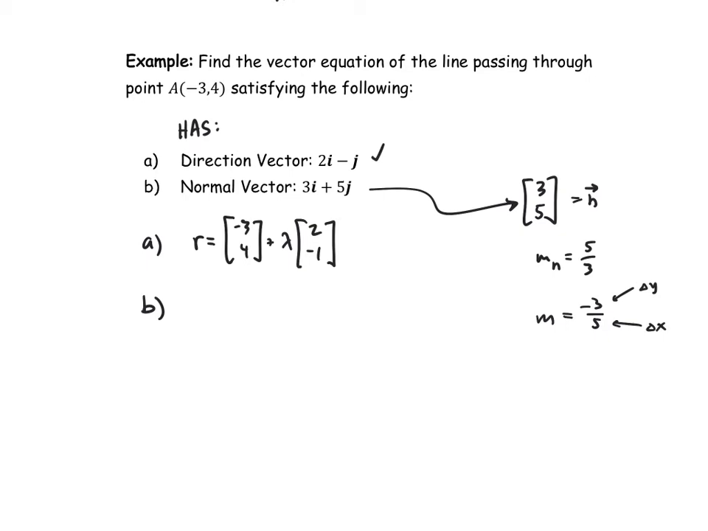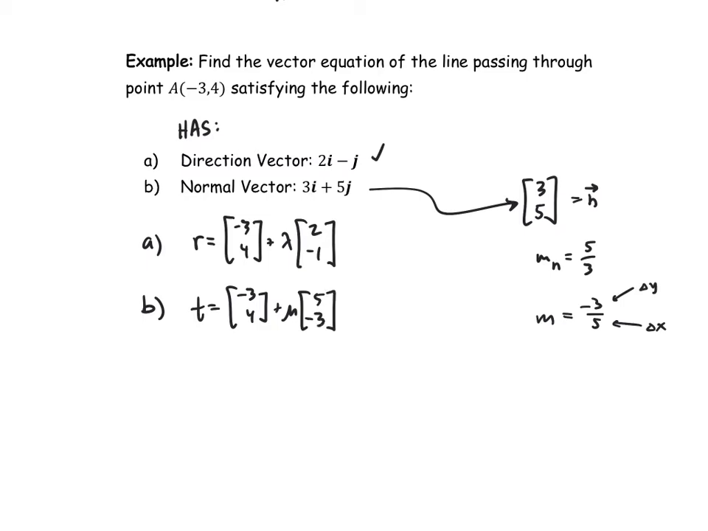Now, it doesn't really matter where you put the negative in this case. It could be in the denominator or the numerator. So let me call this vector t, which would pass through (3, 4). I'm going to use a different parameter, say mu in this case, and I would have a change in x of 5 and a change in y of negative 3.